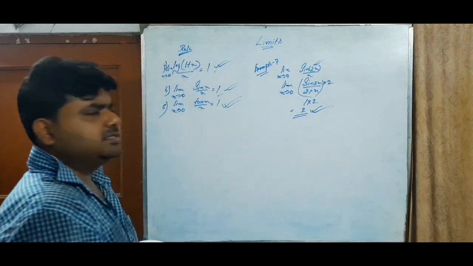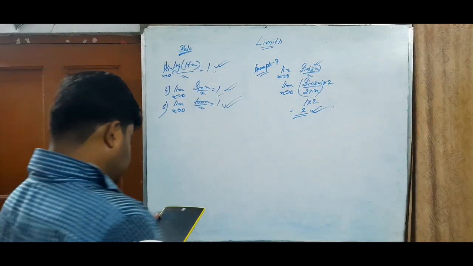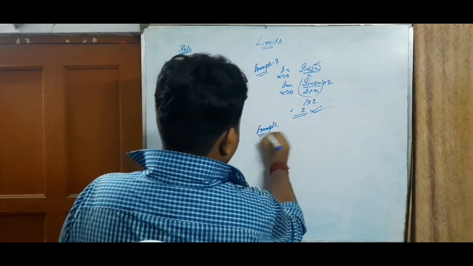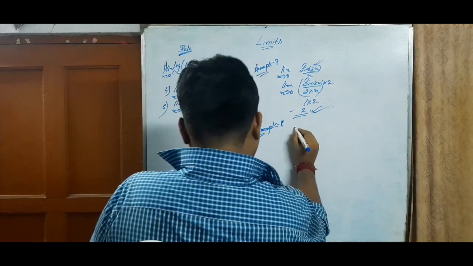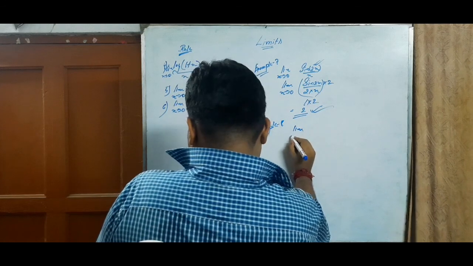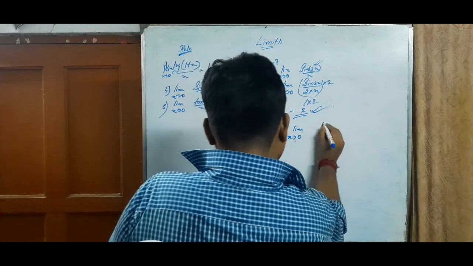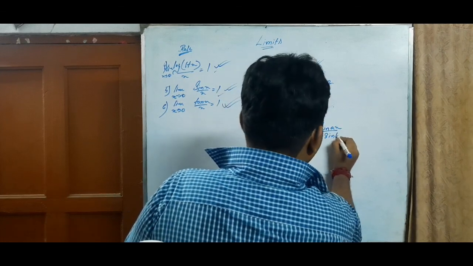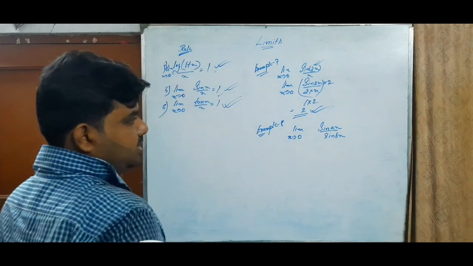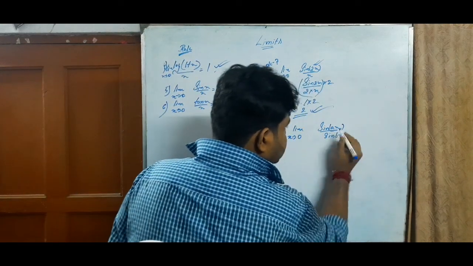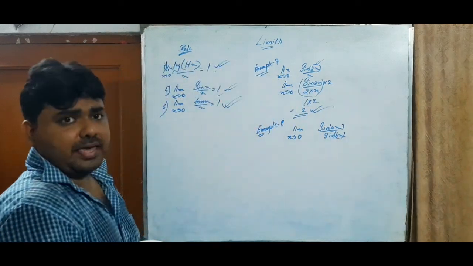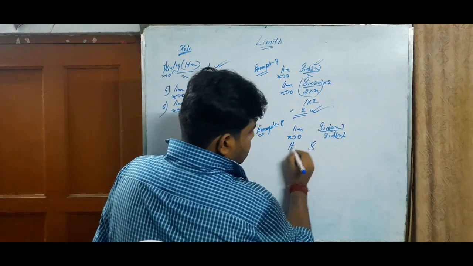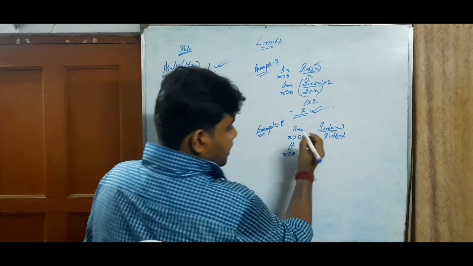That's simple, just simple. Next, example 8. Limit x tends to 0, sine ax by sine bx. See, as simple as that. Here the angle in the numerator is ax and in the denominator the angle is bx. So what we'll have to do?